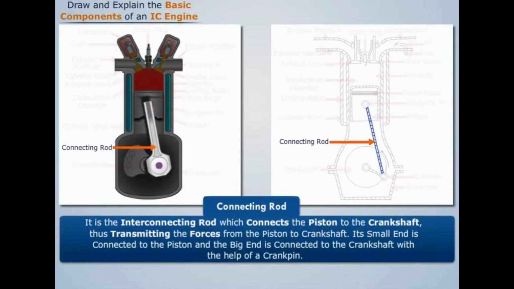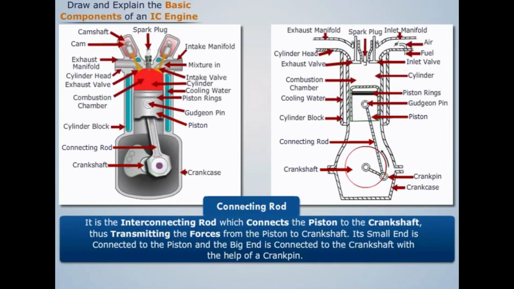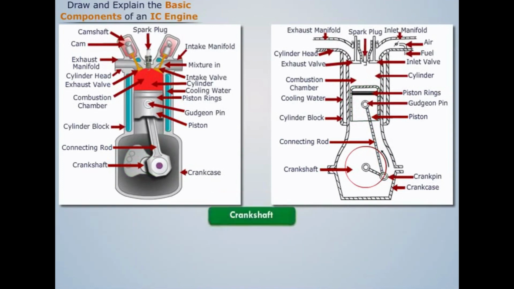Connecting rod is the interconnecting rod, which connects the piston to the crankshaft, thus transmitting the forces from the piston to crankshaft. Its small end is connected to the piston and the big end is connected to the crankshaft with the help of a crank pin.